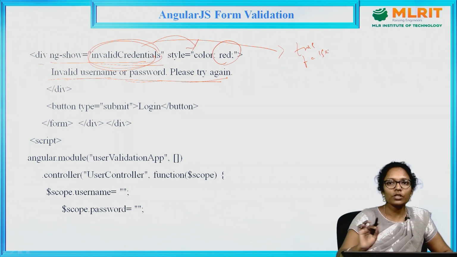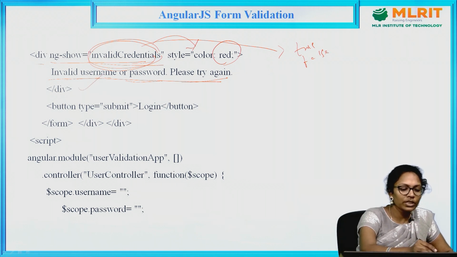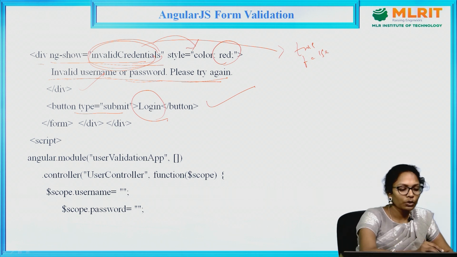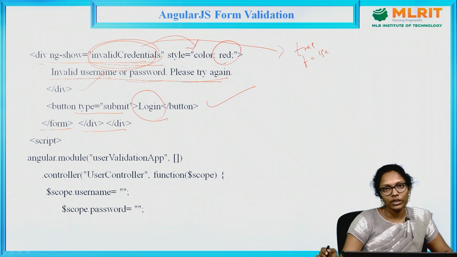If it is false, don't display this message. That's all. You're closing this division. And after this division, you're creating a button. So button type is equal to submit and the name of the button is login. That's all. You're closing your form tag and you're closing your AngularJS by closing the division.